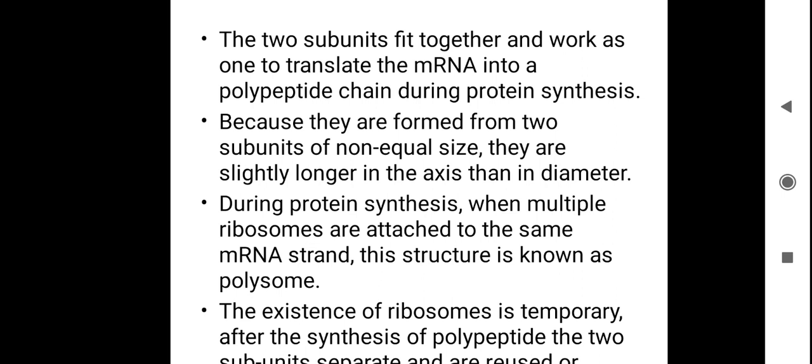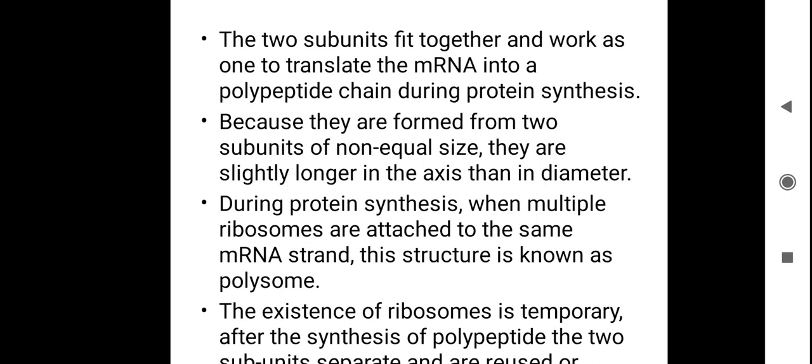During the protein synthesis procedure, multiple ribosomes are attached to the same mRNA molecule. This attachment of multiple ribosomes to the same mRNA strand is called a polysome. Whenever we observe a linear mRNA chain to which multiple ribosomal subunits are attached, it is called a polysome.